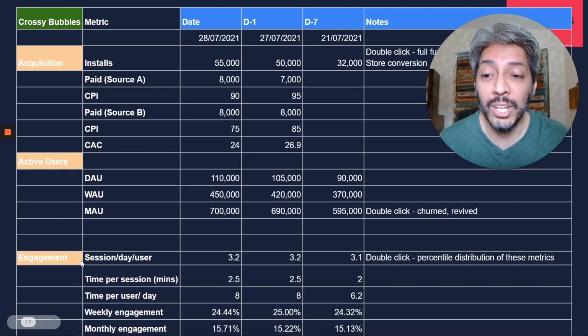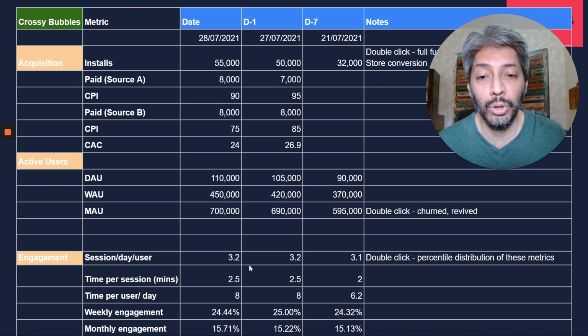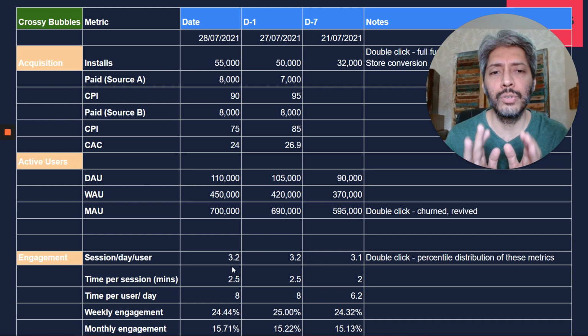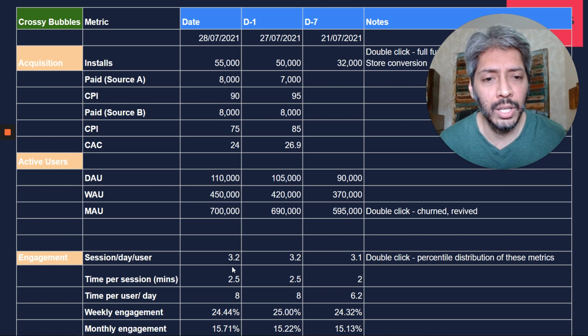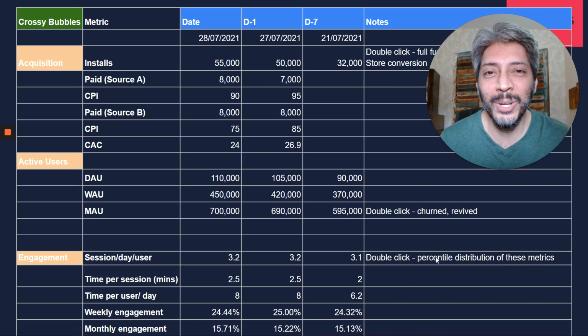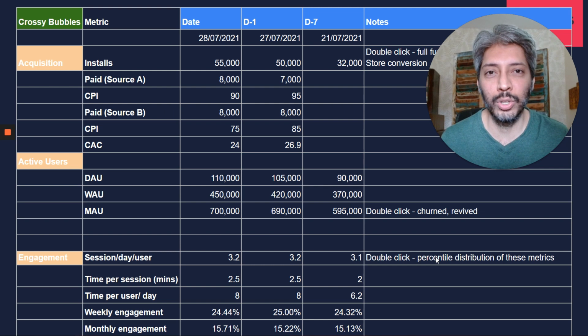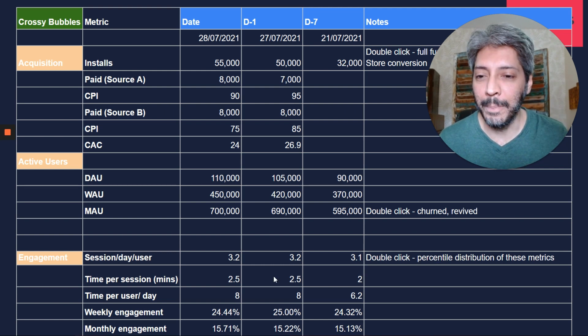Now we talk about engagement, right? Which is sessions per day per user. What you're seeing here is that the number of sessions per day per user has remained pretty constant, which means the way people engage with your game has remained pretty constant. So double click for percentile distribution of these metrics. In another video, I've spoken about why averages are not really very good indicators of what's happening, and you should be looking at percentile distribution. So do check that out.